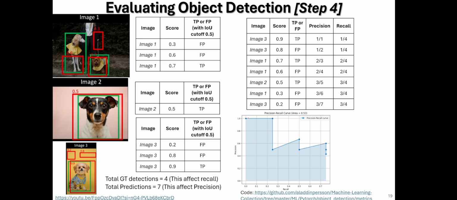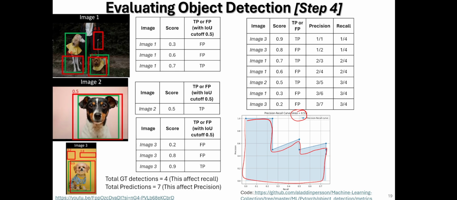So what you're going to see is a curve like this, and the average precision is basically the area under this curve. So if I take the area under this curve, you get somewhere around 0.53, and that is basically the average precision for this particular class, which is the dog class. So that is the average precision.